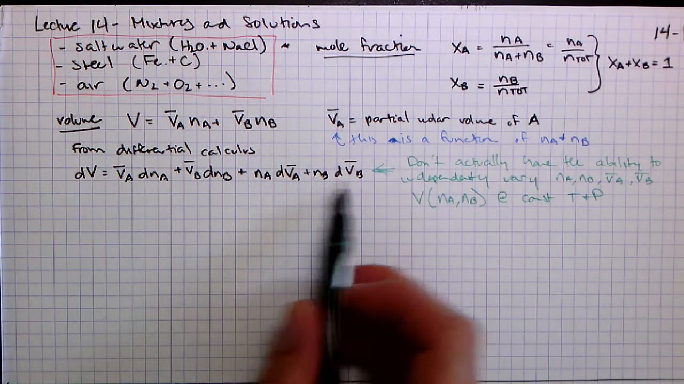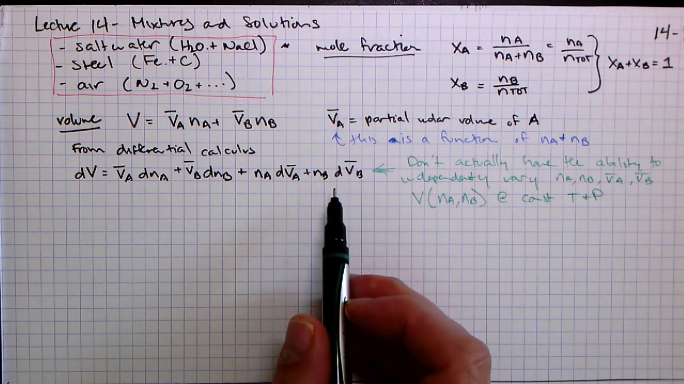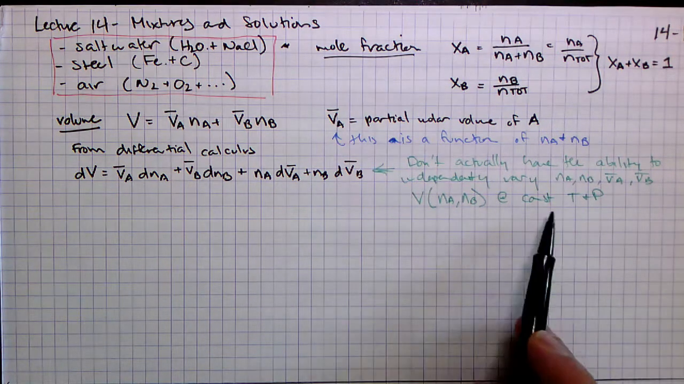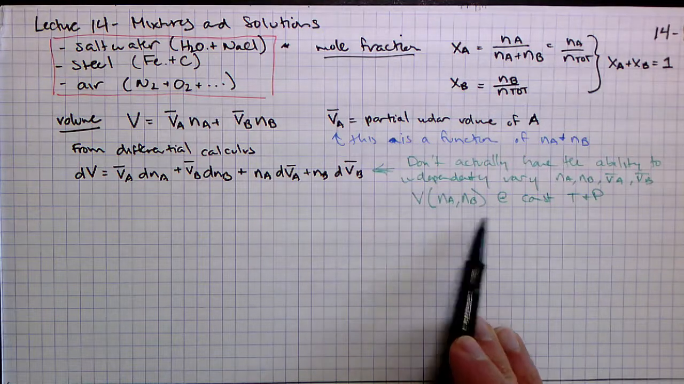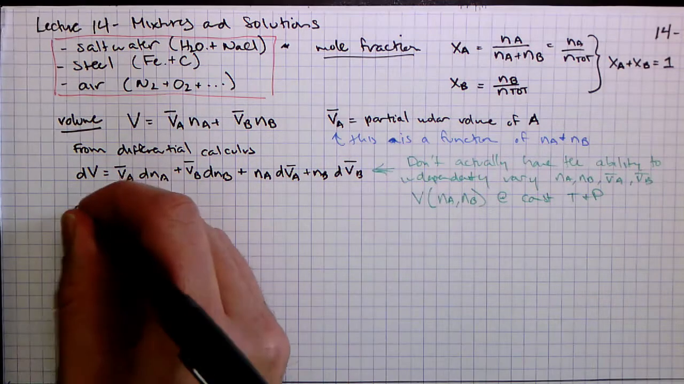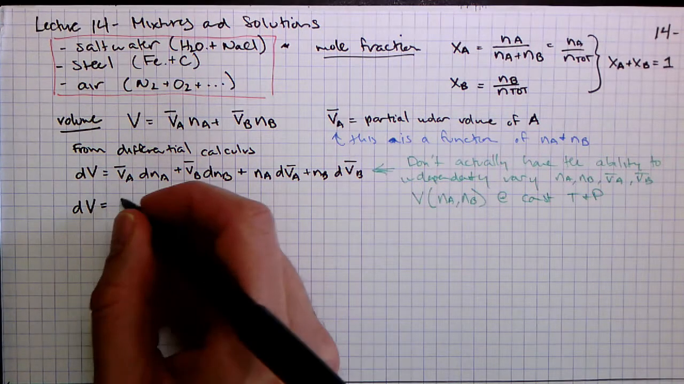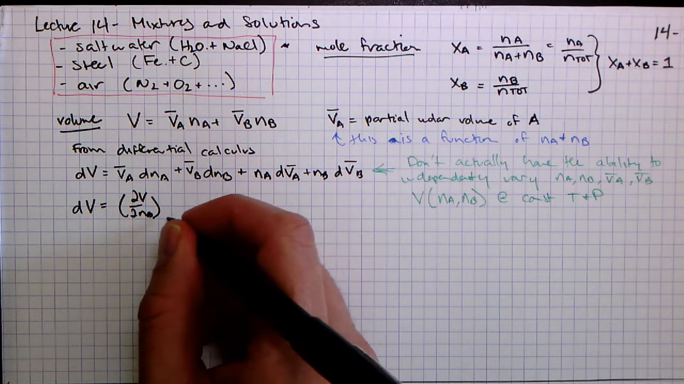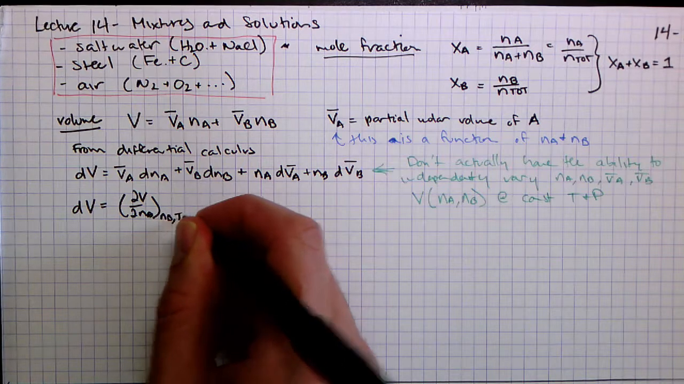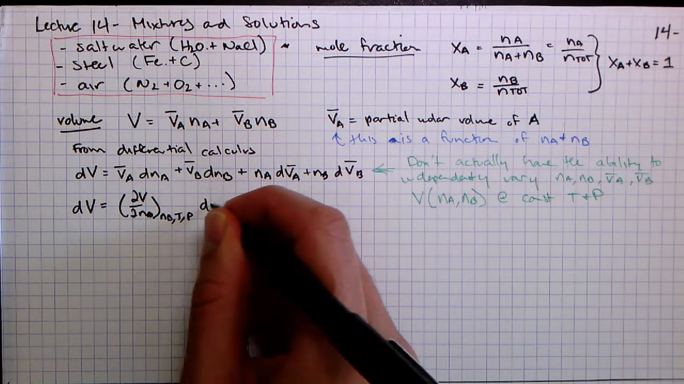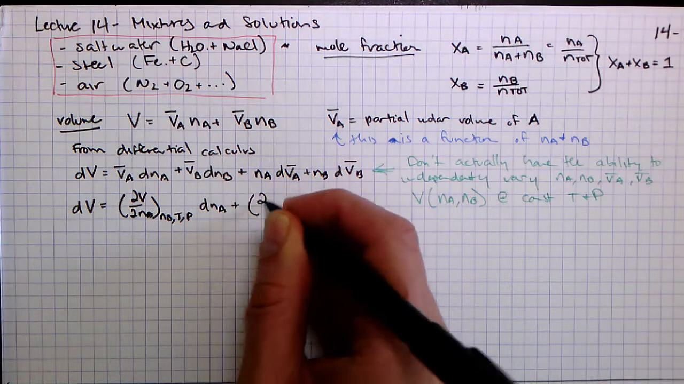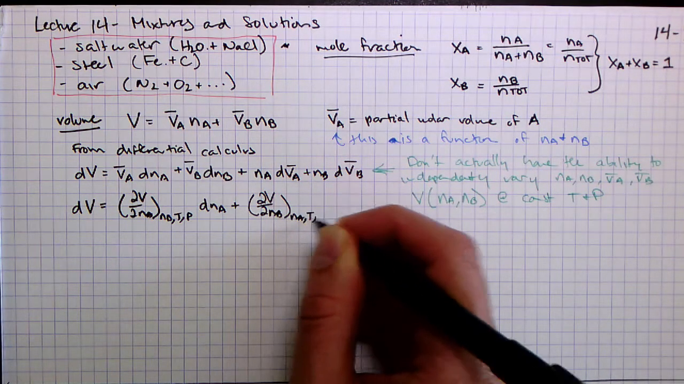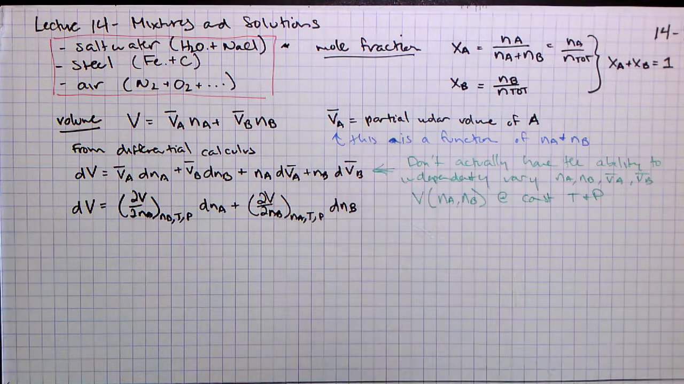We don't get to independently choose the volume fraction of each of the species. And we know that typically, because volume depends on NA and NB, we can write dV as partial V with respect to NA at constant NB, T and P, dNA plus partial V with respect to NB at constant NA, T and P, dNB, right?